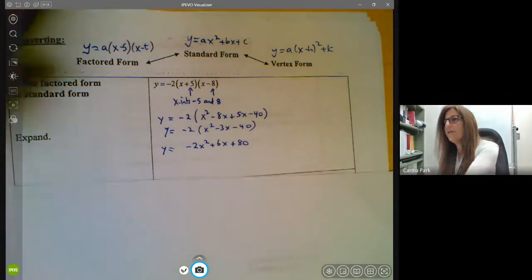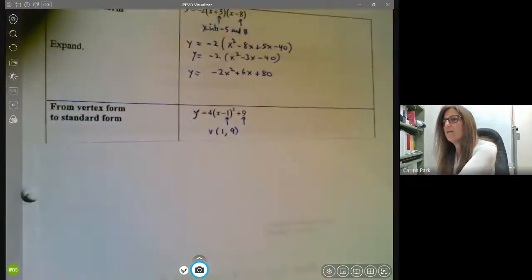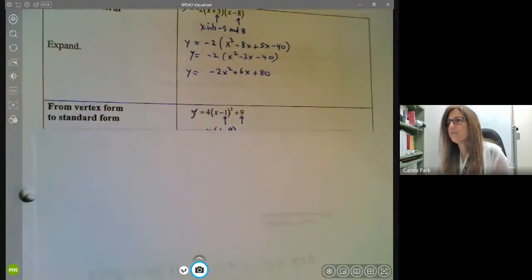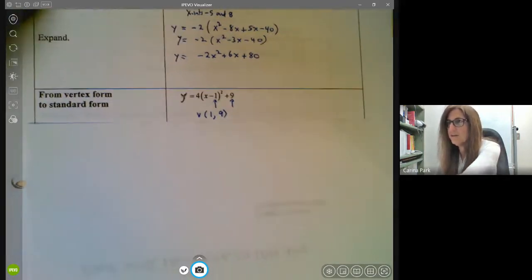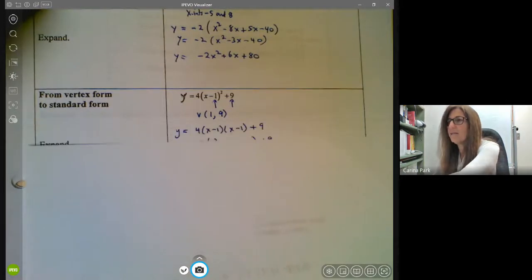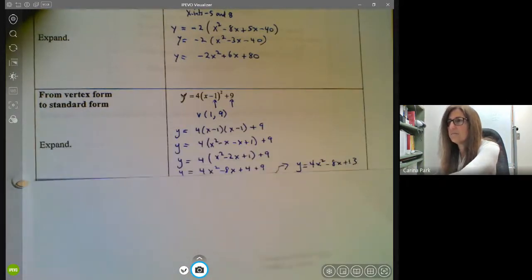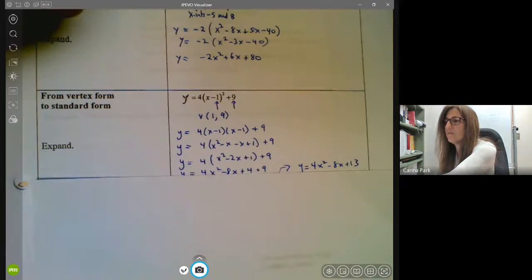The other one is vertex form to standard form. So here's your vertex form. We can see the vertex from it. It also has brackets, which suggest it needs to be simplified. So how do we get there? We just expand. Okay, and there's your standard form.